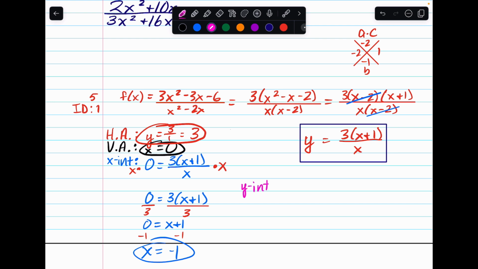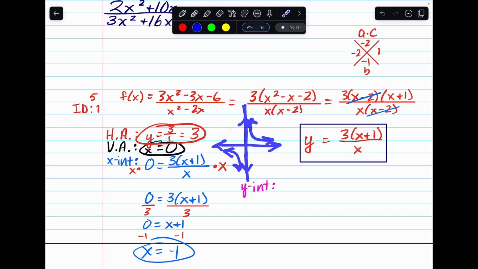We never know if there's a y-intercept or an x-intercept. But the easiest way to tell if there is a y-intercept is to look at your vertical asymptote. This vertical asymptote, x equals 0, means that I have an asymptote on the y-axis. If I drew this out, I would have an asymptote that cuts through the y-axis. So that means that my hyperbola can never cross the y-axis.